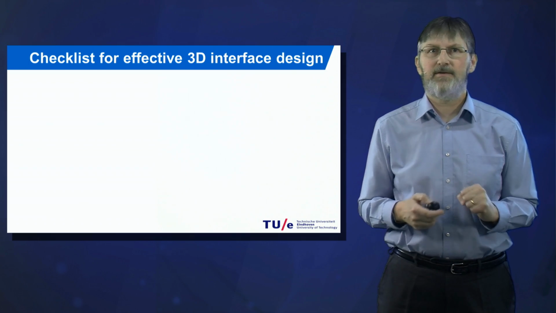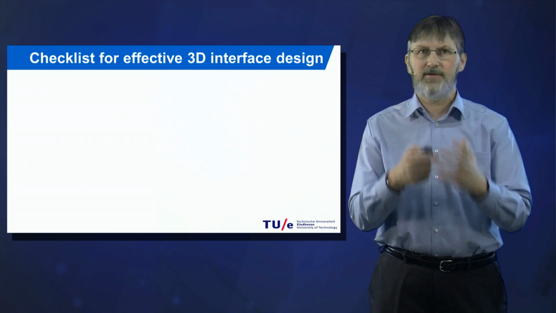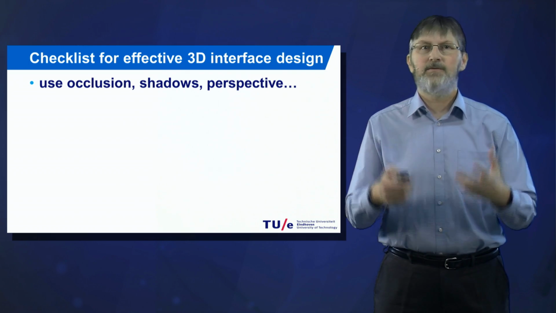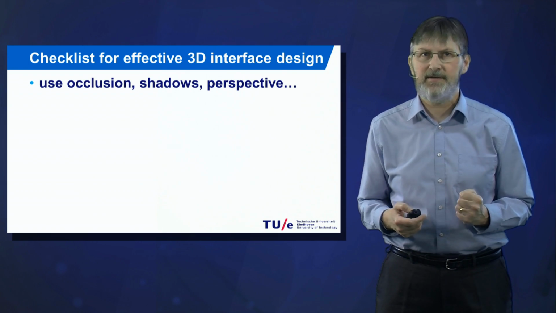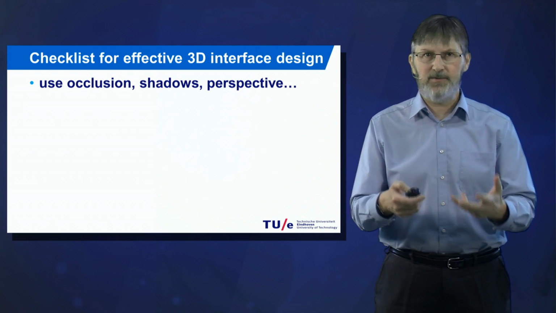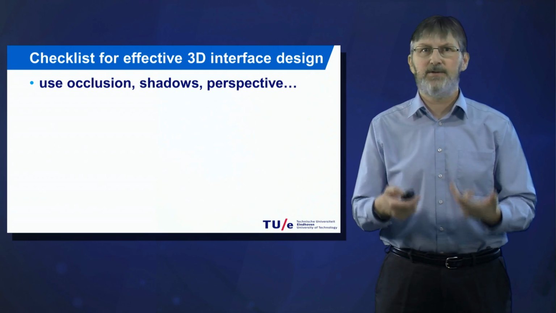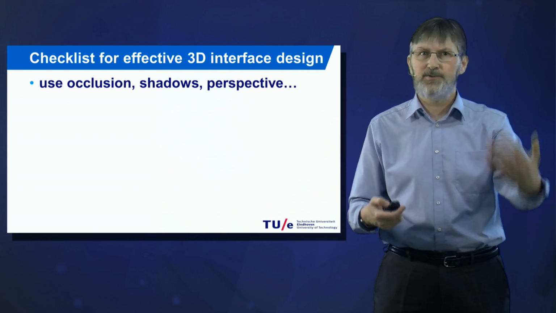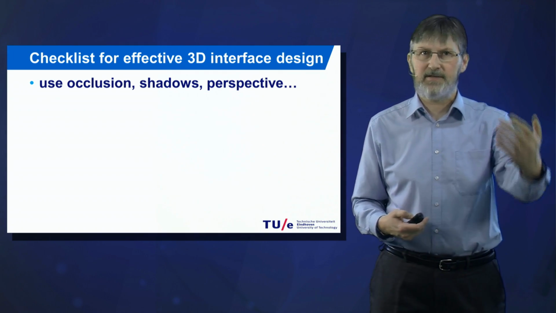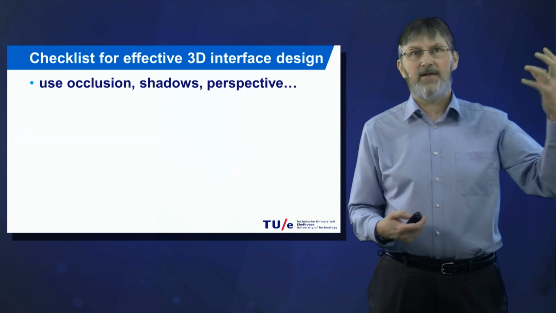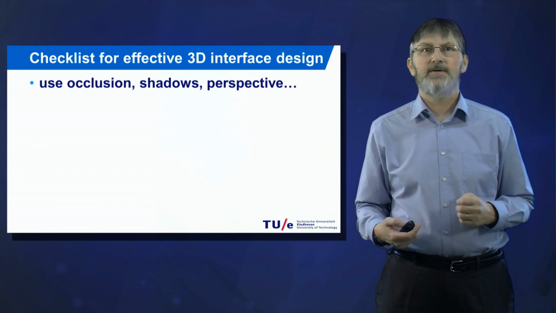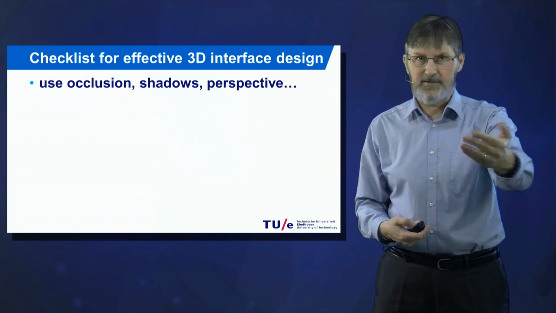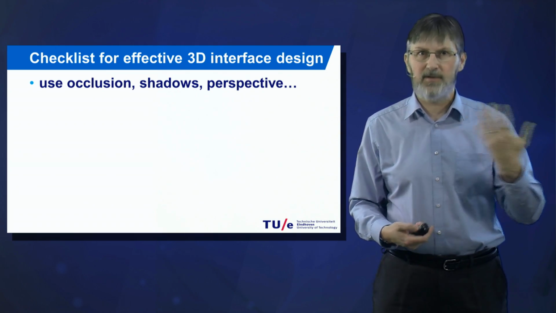When we design 3D interfaces, there's a number of aspects to consider. First of all, to give you a sense of reality, we should make correct use of occlusion, shadows, and perspective. Objects obscure our view onto objects that lie behind them. Lights cast shadows, and the scene needs to have perspective. And what is further away appears smaller than what is close by.